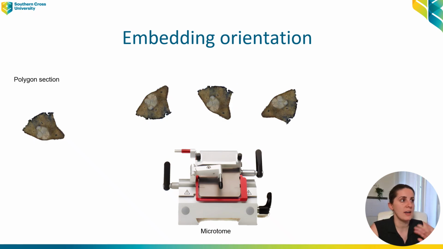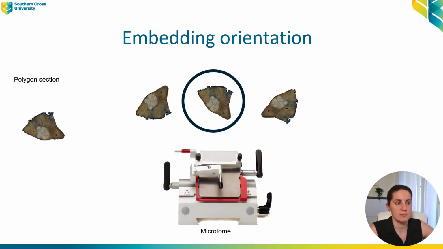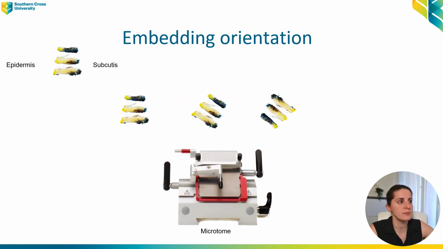Here we have a liver sample, and this white here is actually a tumor. We're going to want to work through this sample from the narrowest side going wider. So in this case, this middle one would be the best orientation.